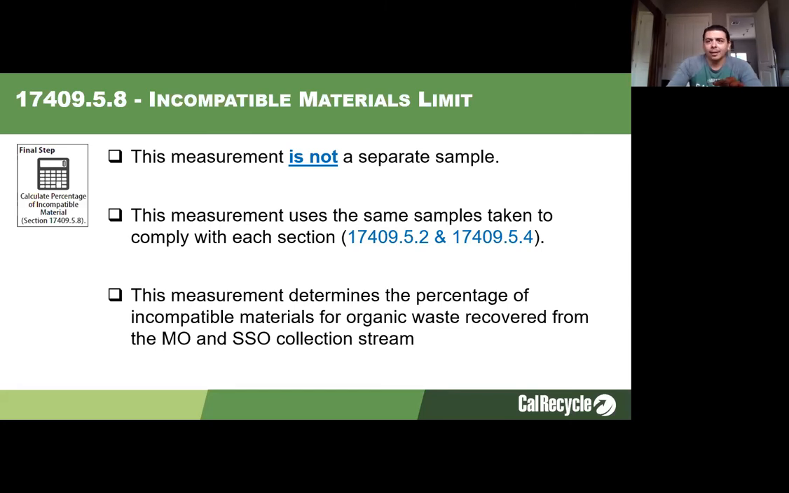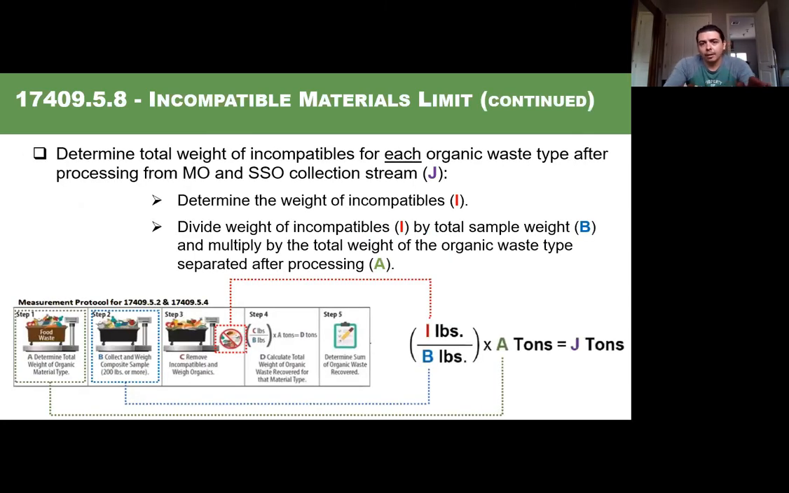So let's look at that in a little more detail. Looking at these infographics and the equation below, this shows that it uses the same samples from both mixed waste recovery and source separated recovery, that is, 17409.5.2 as well as 17409.5.4. If you look at this equation, it's I over B times A equals J. So you're still using A and B from that sample.